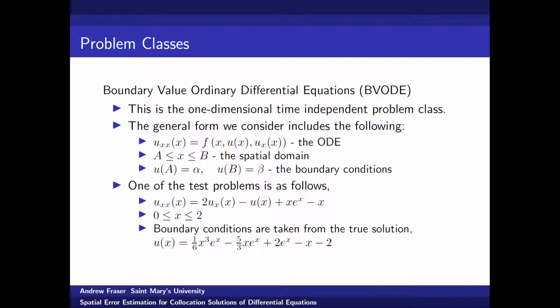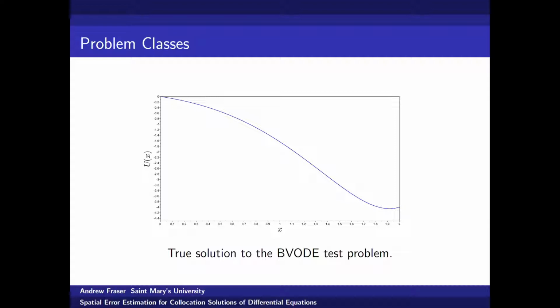Our first problem class is the boundary value ordinary differential equations. This is the one-dimensional time-independent problem class. The general form considered includes the following: the ODE, the spatial domain, as well as the boundary conditions. And below here we see one of the test problems used within this thesis. Here we can see the true solution to that test problem, and we can see that the solution is a function across one spatial domain.